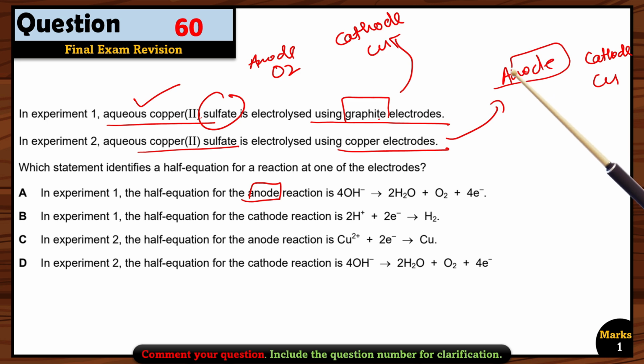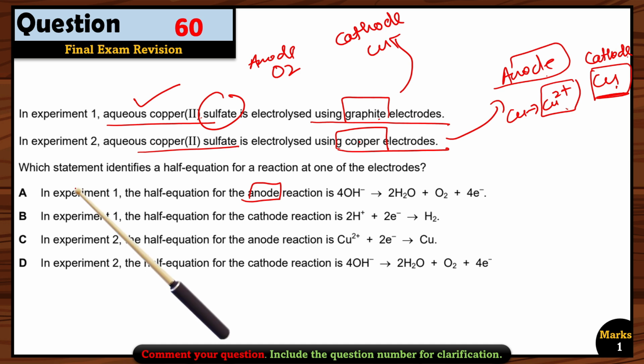But at the anode, what is going to happen if you are using a copper electrode? The copper anode itself will oxidize and change into copper ions, right? So this will be your product at the anode, and at the cathode your product will be the metal. At the anode the product will be the ions. Let's see now one by one.